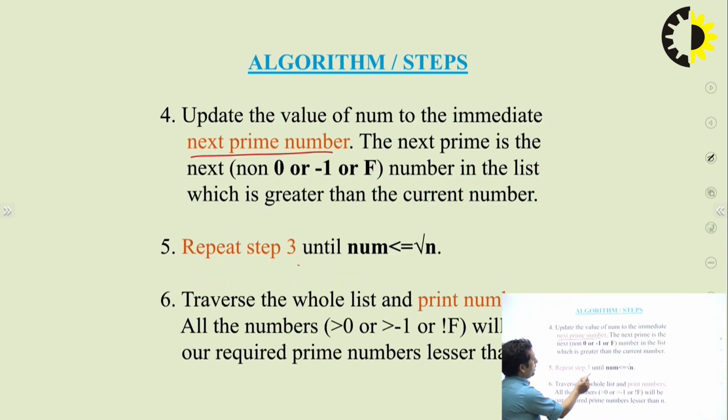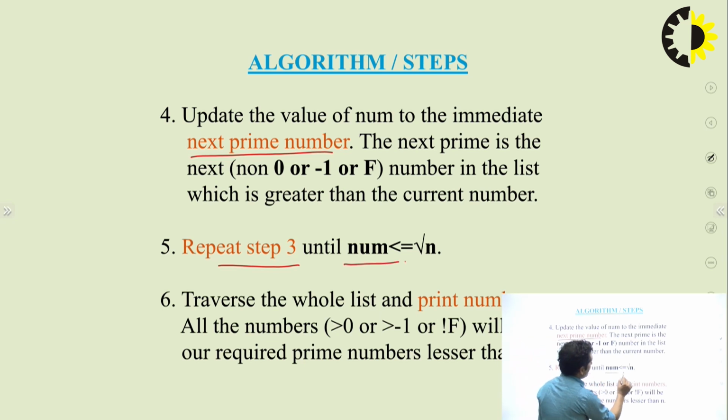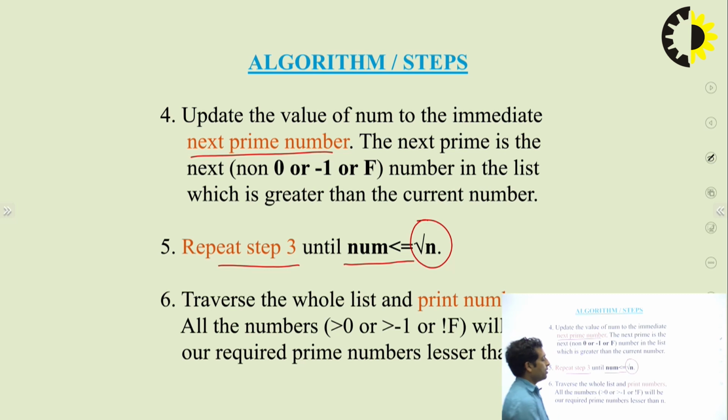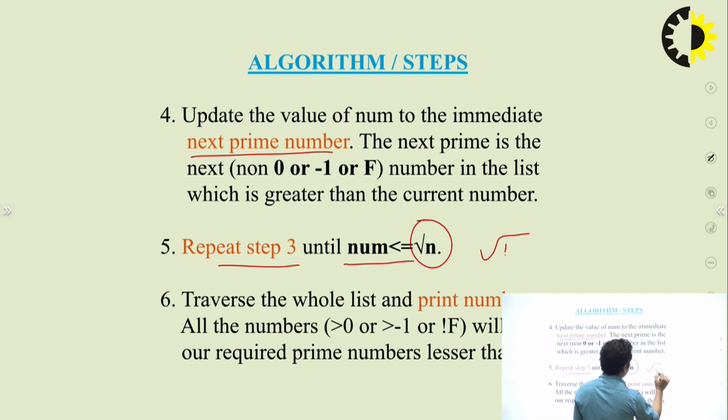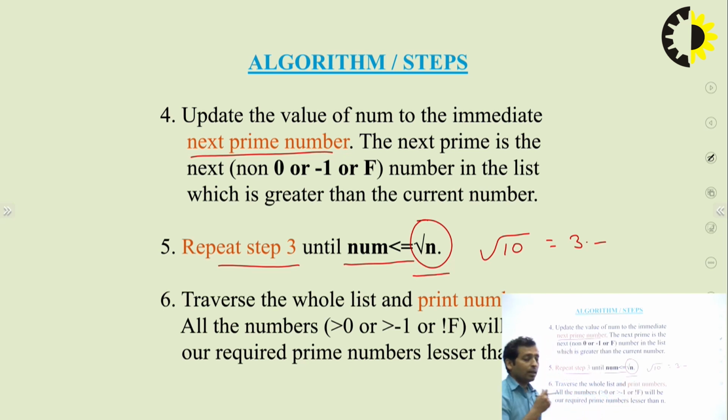Repeat step 3 until the number is less than or equal to the root of n. Here n is 10, so the root of 10 is 3 point something, so up to 3 we can choose only. This is the main basic funda to decrease the time complexity of this algorithm. We can see further why we have chosen under root n.